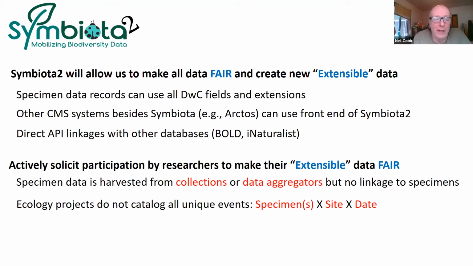I think it will also help us to actively solicit participation by researchers to make their extensible data FAIR. There's so much biodiversity data still being published today, but for example, specimen data from these mostly ecology projects is harvested from collections or data aggregators, but they don't ever link back to specimen data. There are ecology projects that do not catalog all unique events, a unique event being a specimen, site, and date. And both of these are really, really critical in the FAIR part for making data reusable.